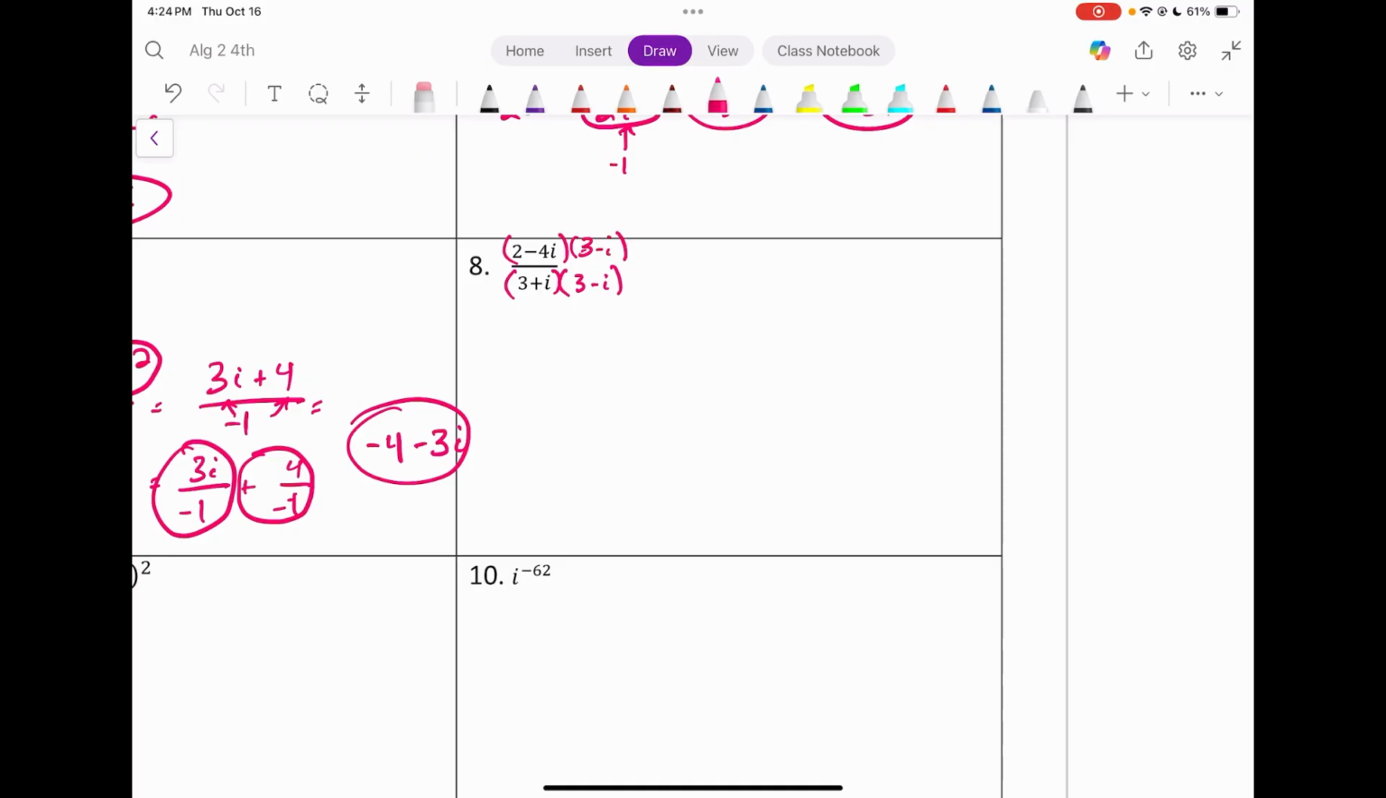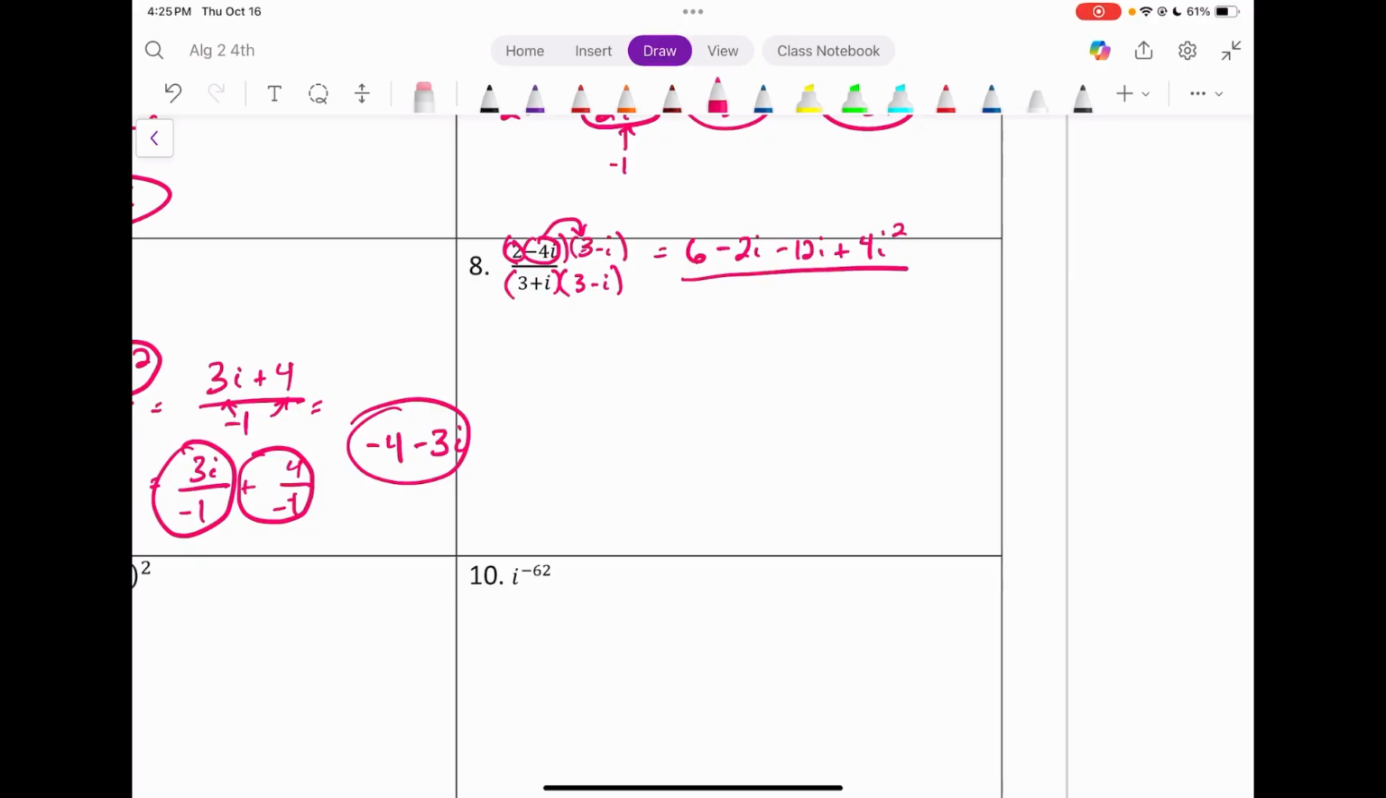So on top, we're multiplying everything by 2. 2 times 3 is 6. 2 times negative i, nothing's alike, so we leave them as negative 2i. Negative 4i times 3 is going to be negative 12i. Negative 4i times negative i will be a positive. Negative times a negative is a positive. Leave the 4 alone. i times i is i squared.